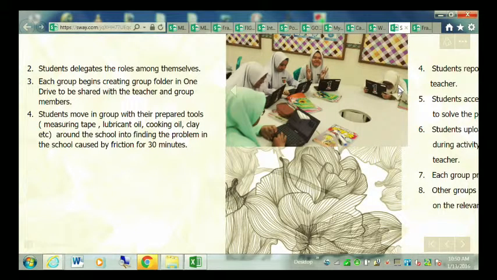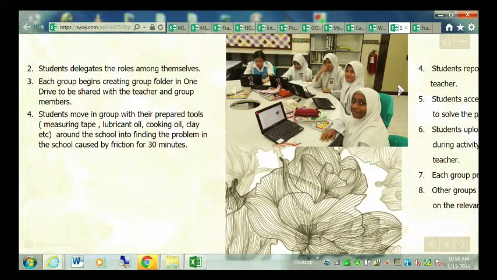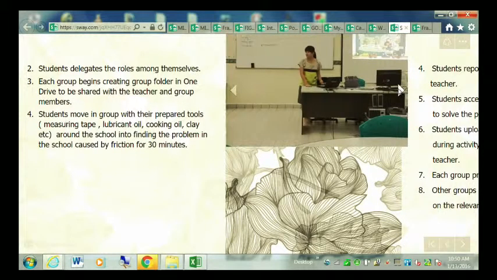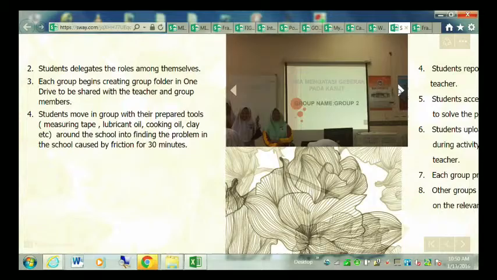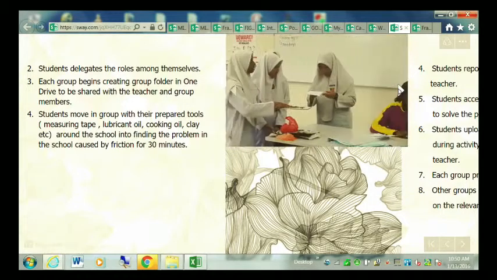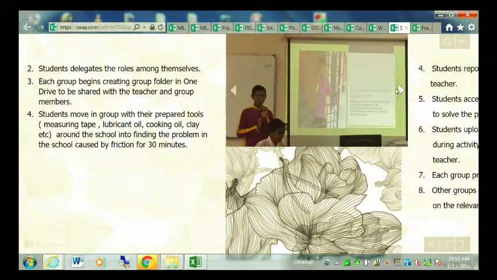While they are giving their presentations, the other groups will give feedback and comments on the relevance of the problem. These are my students presenting by showing their findings.